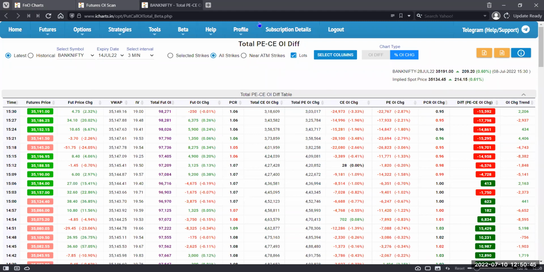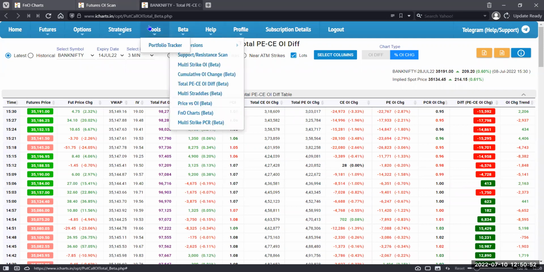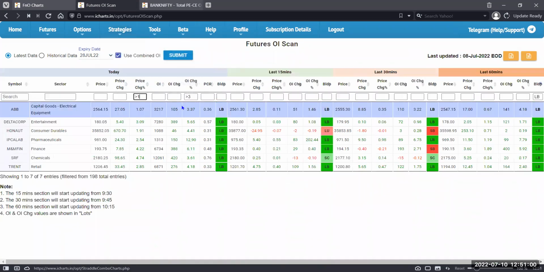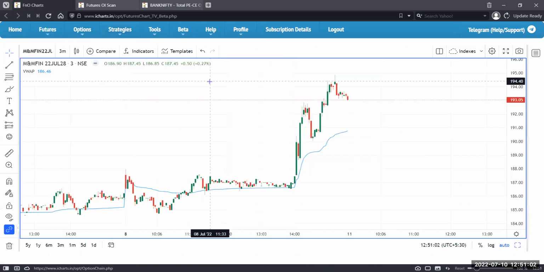Sir, in iChart, your Futures OI breakup option is quite awesome. Where we can see which stocks are getting a long build up and which stocks are getting a short build up, which is mostly useful for me to take the trade with conviction.